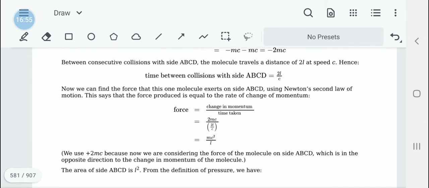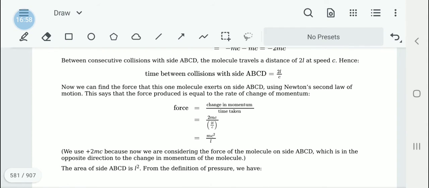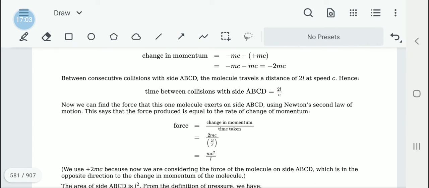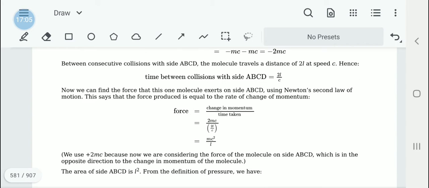Now what we do is we can find the force that one molecule exerts on side A, B, C, D. Then we use Newton's second law of motion. I hope you can remember. Force produced is equal to the rate of change of momentum: change in momentum divided by time taken. So now we found the change in momentum 2mc, and dividing that by 2L upon c gives us the force equals mc squared upon L.